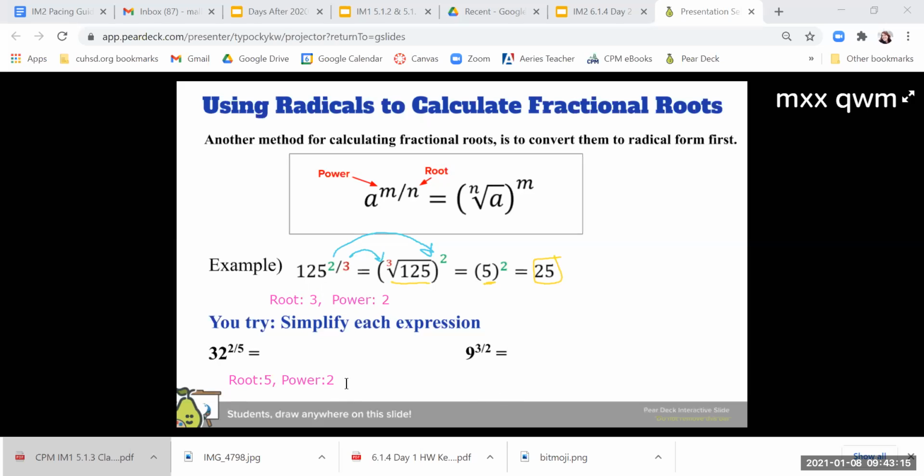I'm going to square it. So when I write this out, it should look something like this. I know that I have to take the 5th root of 32, where we are now, and then squared.